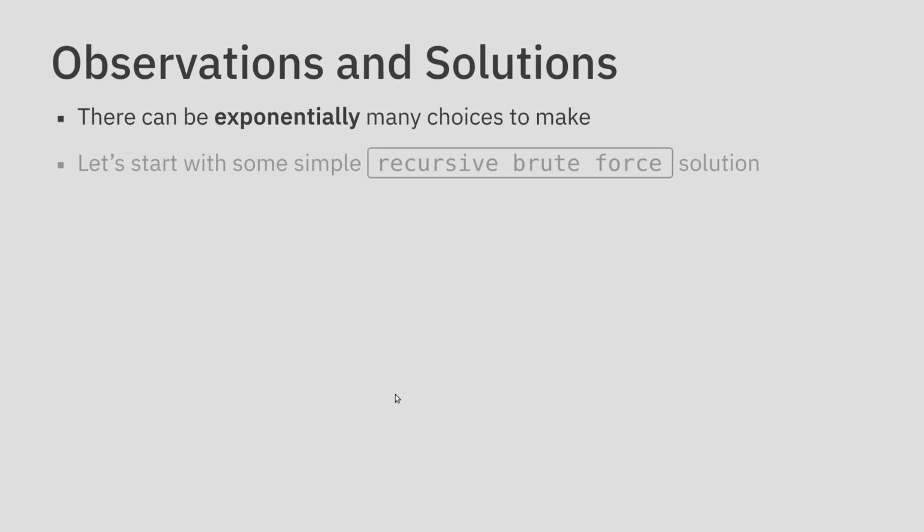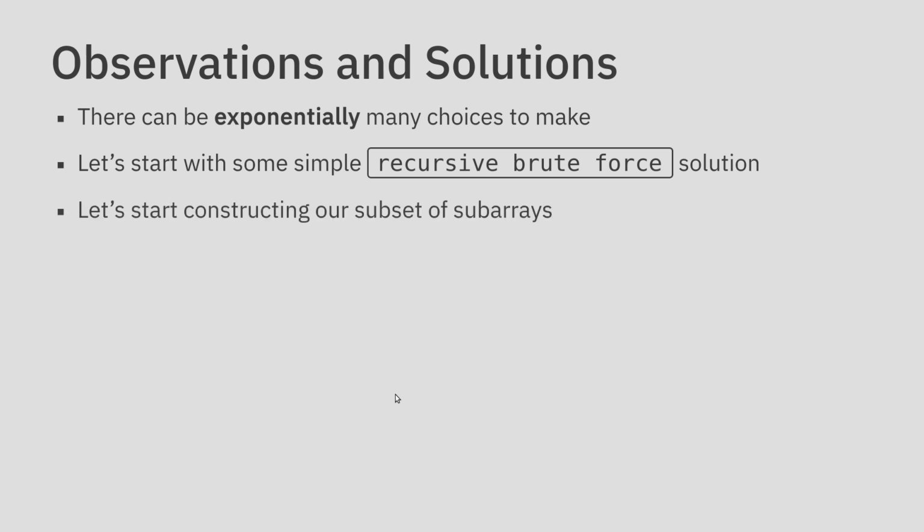So let's make some observations. As we observed from the images of valid choices for our set S, we can observe that there are exponentially many choices to make for the set S. So let's start with a recursive brute force solution. So let's try and come up with the simplest non-optimal solution that we can think of, which is a recursive brute force solution.